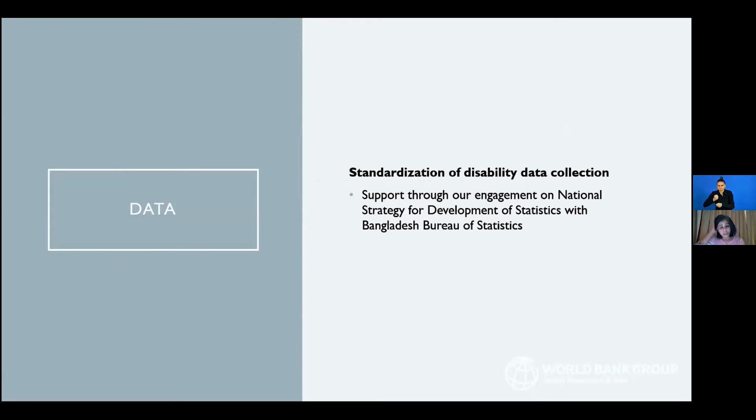So, one on data. We recognize that having accurate and regularly updated data is essential for policy making and appropriate budgetary allocations. And so the note recommends the standardization of disability data collection across major national surveys. The statistical agency, Bangladesh Bureau of Statistics, has already started taking steps in the right direction. They included the Washington Group questions in the household income and expenditure survey. But what more needs to be done?